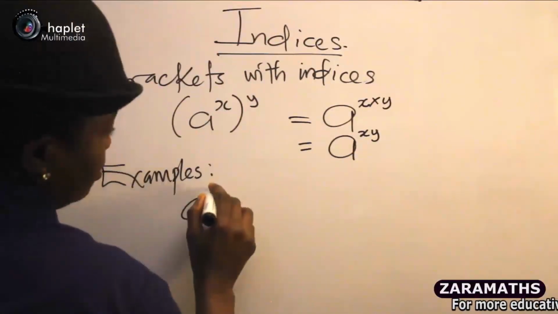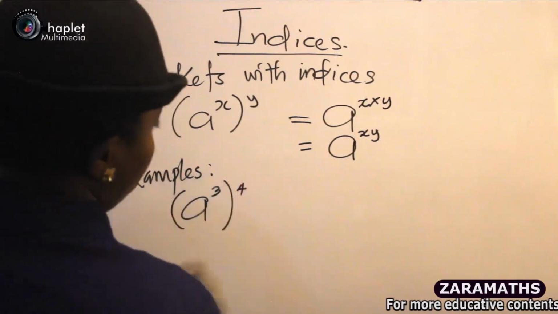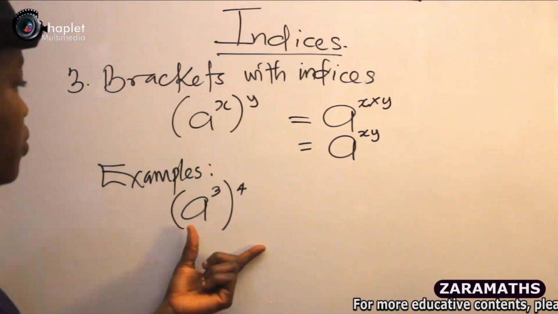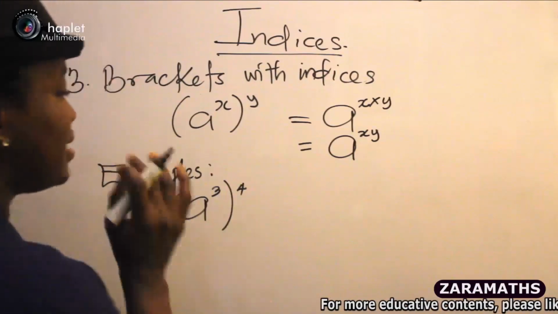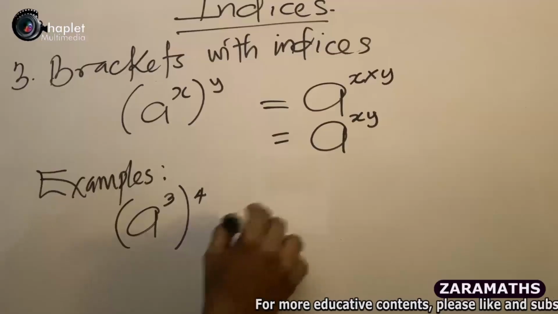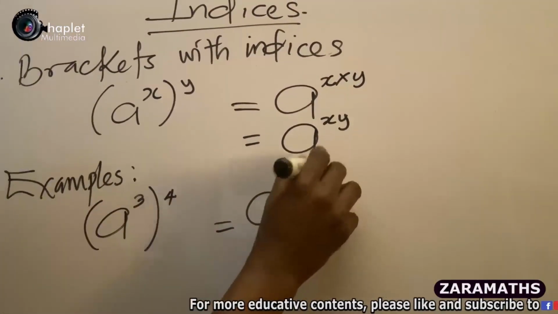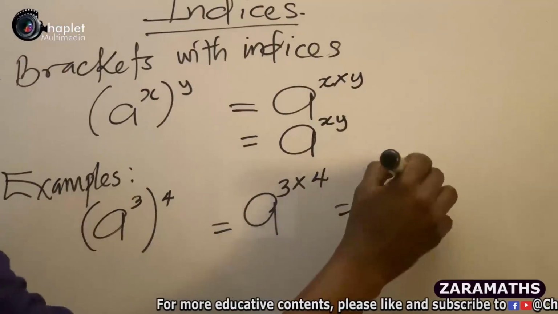Let's say a raised to the power of 3, all in brackets raised to the power of 4. In this instance, the law automatically tells us that we are multiplying the powers. A raised to the power 3 times 4, which is a raised to the power 12.